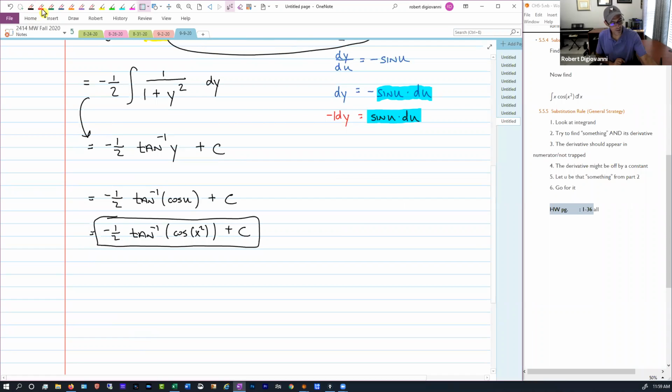Shall we check? Sure. So I take the derivative of this, -1/2's out front. The derivative of arctangent of something is 1 over 1 plus whatever the something is, squared, times the derivative of the something. The derivative of cosine of something is negative sine of that something. Then take the derivative inside, 2x. The -1/2 and the 2 go away. All that cancels, and what you're left with is an x and a sine x squared on top, and 1 plus cosine x squared squared on the bottom, which is the original problem.